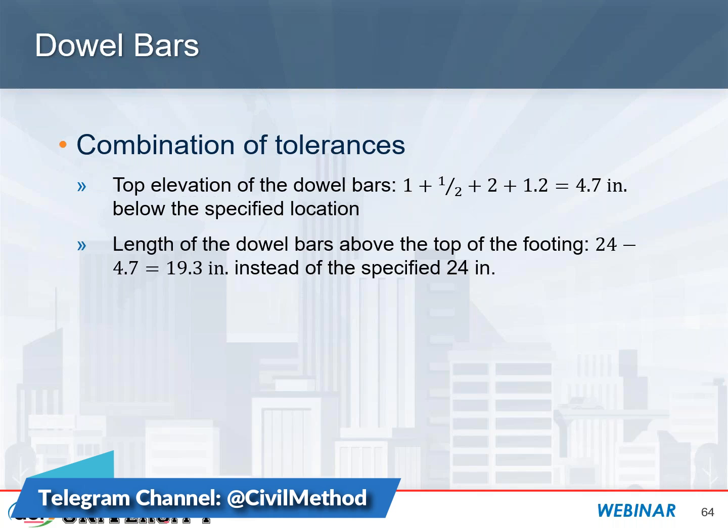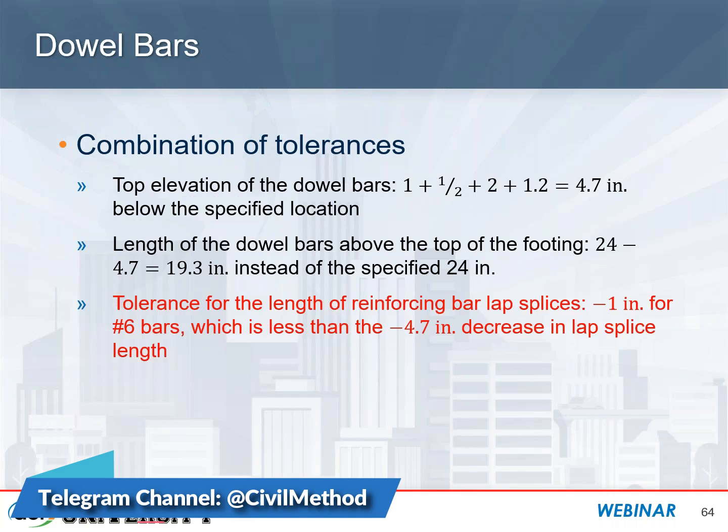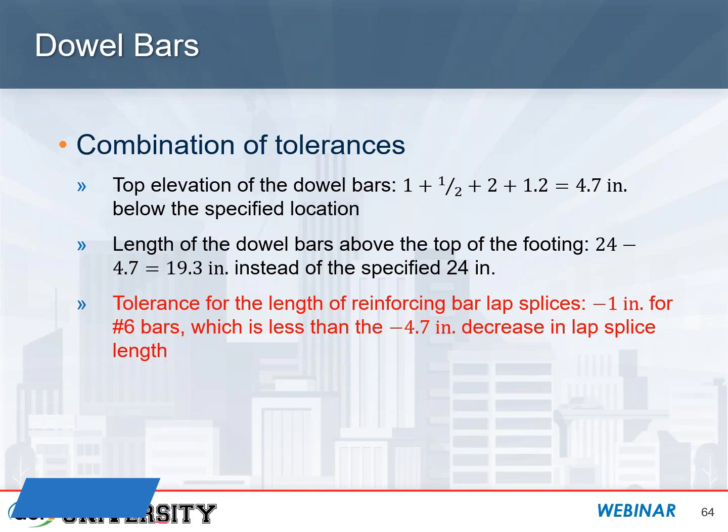So that means the length of the dowel bars above the top of the footing can be 19.3 inches theoretically instead of the specified 24 inches. Now, ACI 117 also gives a tolerance for the length of the reinforcing bar lap splices. It's minus 1 inch for number 6 bars. Now, that's certainly less than almost 5 inches for decrease in the lap splice length.